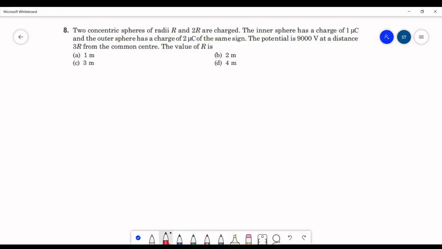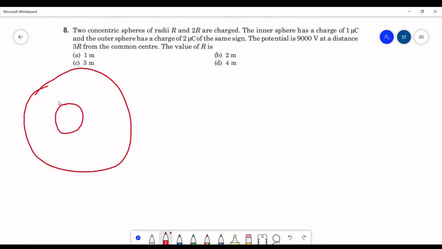So the next question given is: two concentric spheres of radii r and 2r are charged. The inner sphere has a charge of 1 mu C and the outer sphere has a charge of 2 mu C of the same sign. The potential is 9000 volts at a distance 3r from the common center. The value of r is. So here we are given two concentric spheres of radius r and 2r.